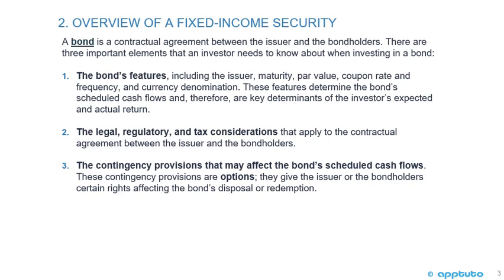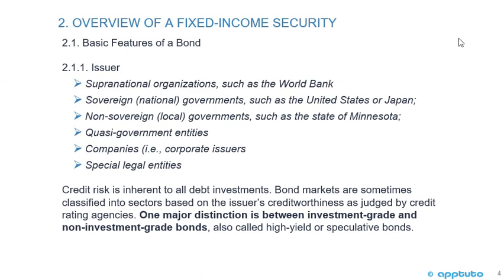These contingency provisions are options. They give the issuer or the bondholder certain rights affecting the bond's disposal or redemption. And again, the three that we look at in the CFA are callable, puttable, and convertible. So continuing with the overview of a fixed income security and the basic features of a bond. On this and the next few slides and practice questions, we're going to cover more information about the issuer, maturity, par value, coupon rate and frequency, currency denomination, and some introduction to some yields.